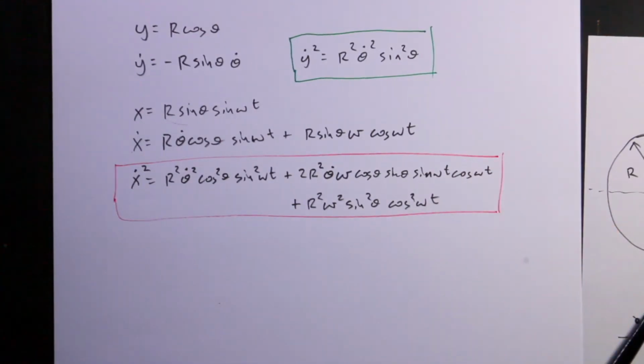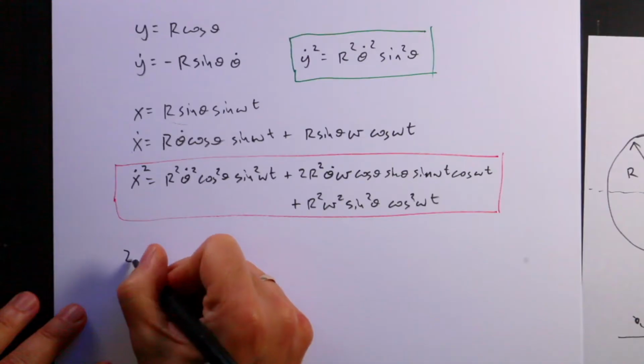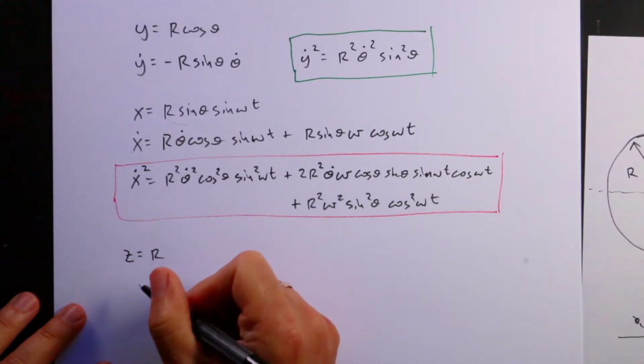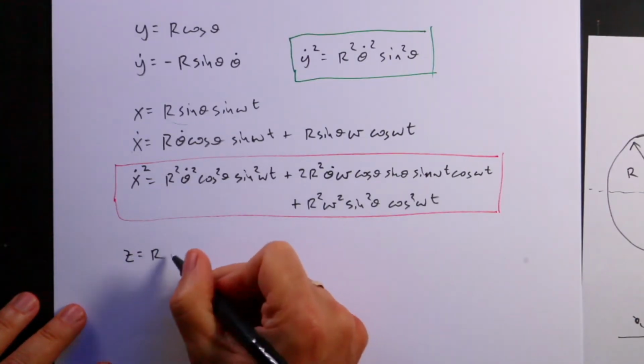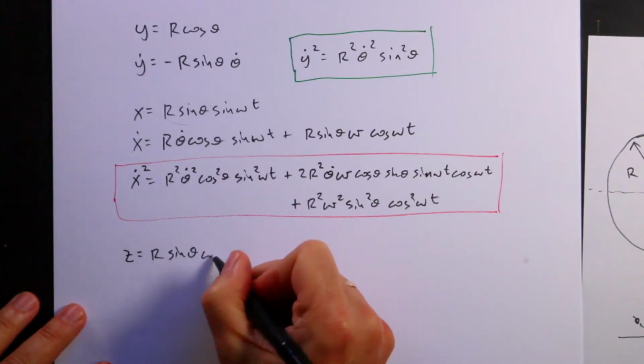Okay, now I have to do z. So z is going to be equal to r sine theta cosine omega t.